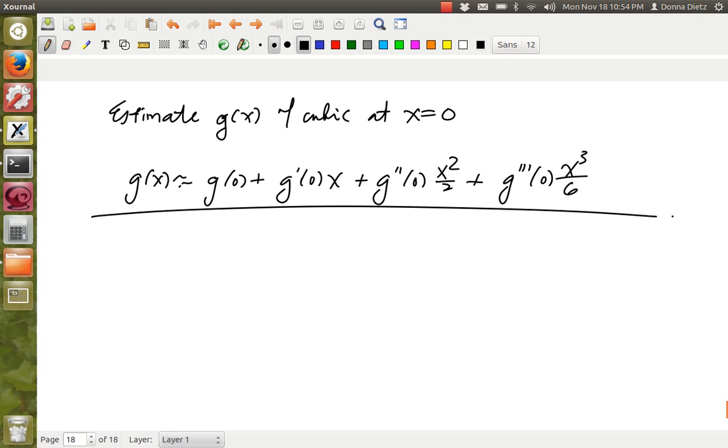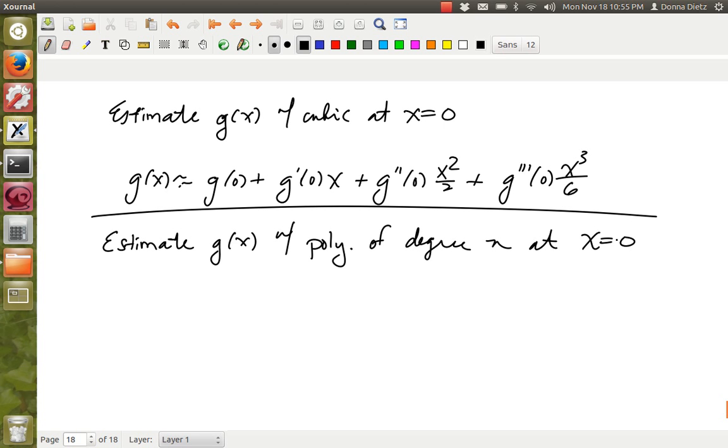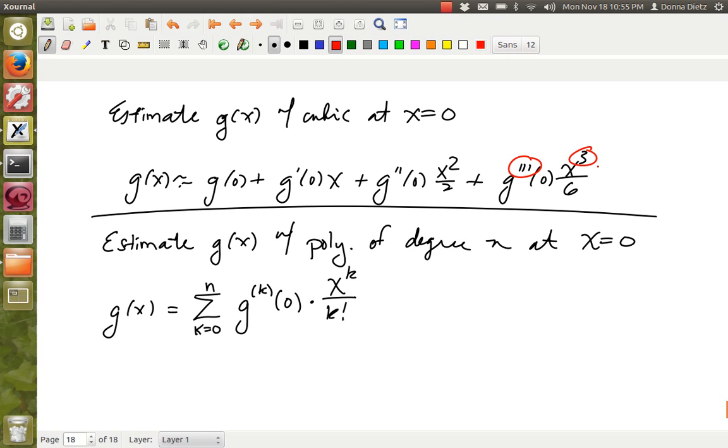Well, what if we want more terms? Estimate g of x with a polynomial of degree n at x equals 0. Well, g of x is approximately equal to the sum, and I need some other index because I'm going to end at degree n, so k is equal to 0 to n. And I'm going to take the kth derivative, evaluated at 0, and then I'm going to say x to the power of k over k factorial. That makes sense. That's just what we've been doing. We just said, for example, 3 derivatives, power of 3, 3 factorial. It's the same structure right there.